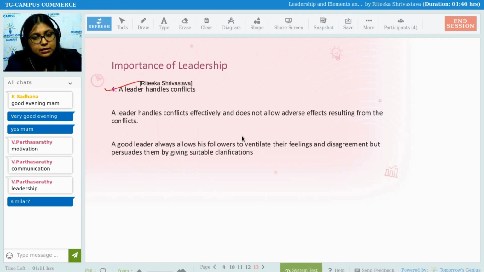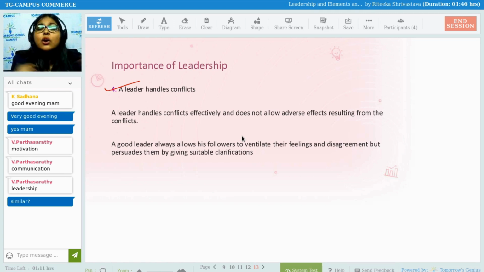A good leader handles conflicts. Now, this is not new. Every organization goes through this kind of thing. Employees might have bad relations with each other. There might be conflict situations.